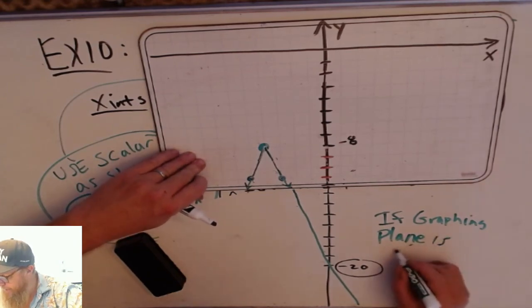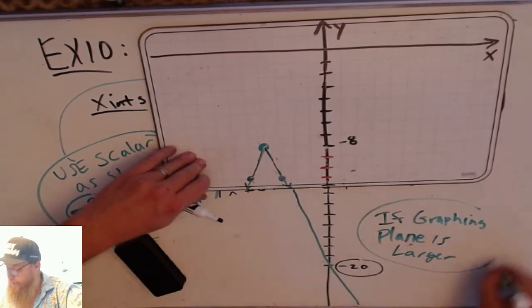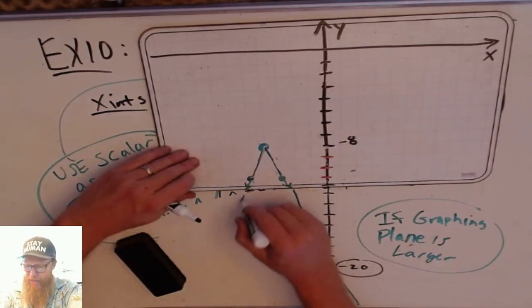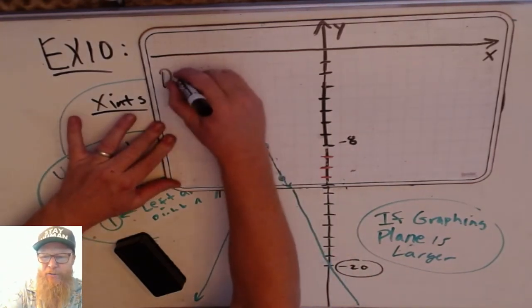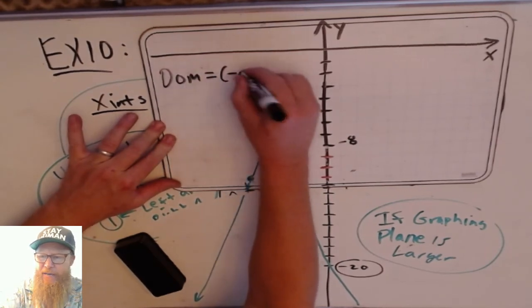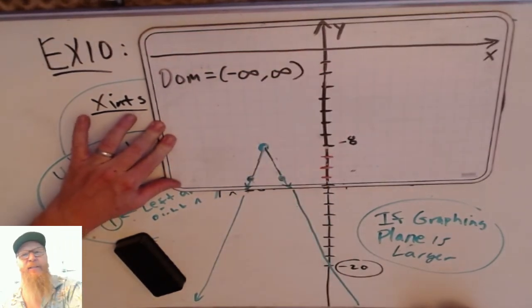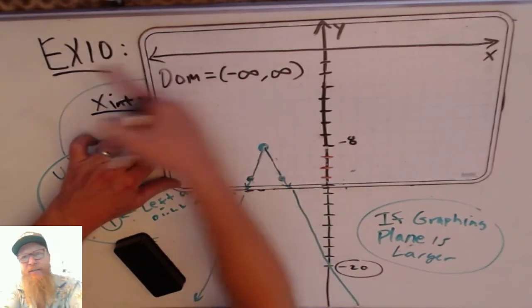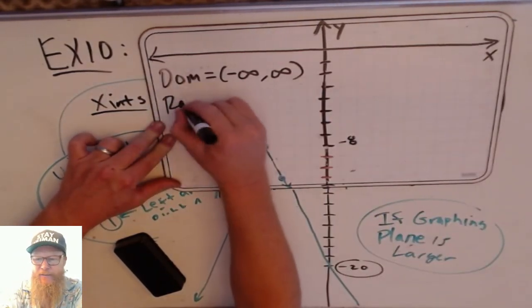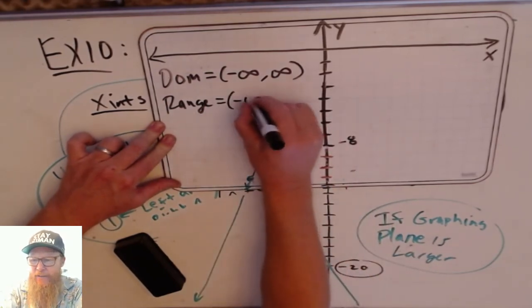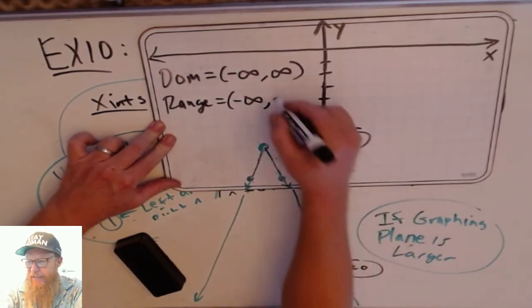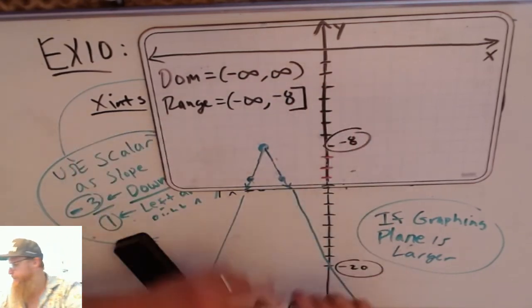If the graphing plane is larger, so if you do have a big enough graphing plane, you certainly could have graphed the whole thing like this. Before I dismiss, let me just do the domain and the range. Domain, free answer, negative infinity to infinity. Look, that's the x-axis. Range, it's going down. That's negative infinity, and it stops at negative 8.